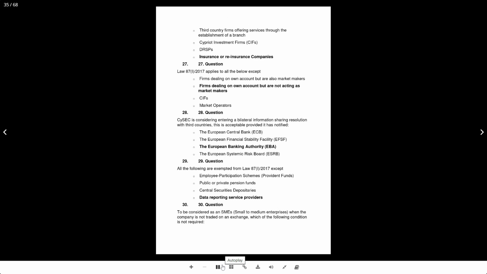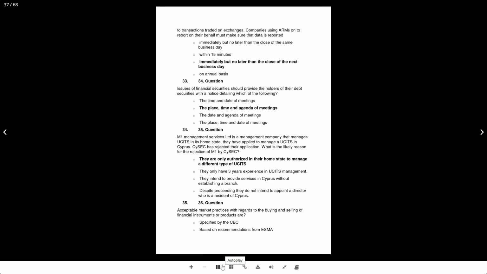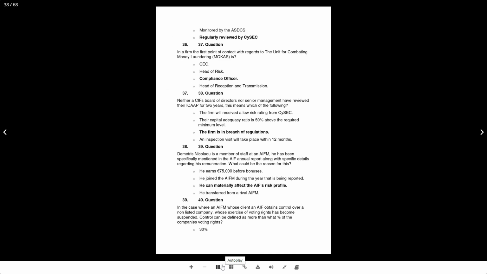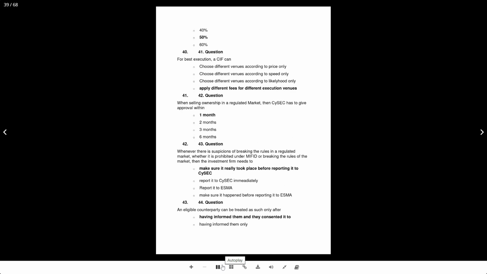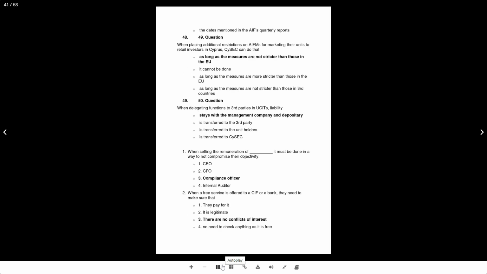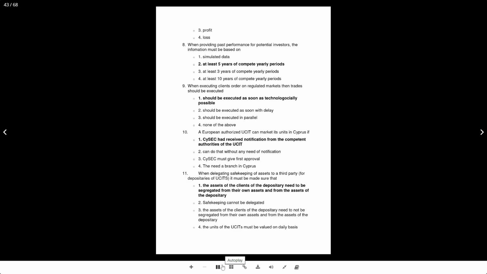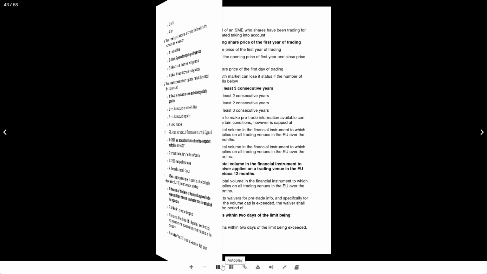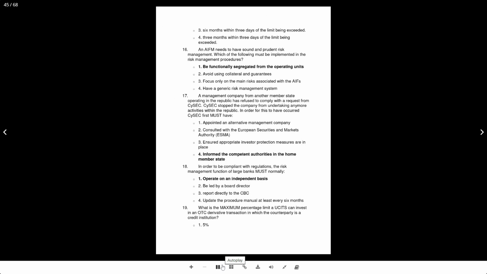Transaction reporting. Timeframes for reporting trades, e.g., same day or T+1. Obligations for reporting to trade repositories and regulatory authorities, e.g., CySEC, ESMA. Record retention. Minimum record-keeping periods, e.g., 5 years for CIFs, 7 years for AIFMs. Requirements for electronic and hard copy backups.